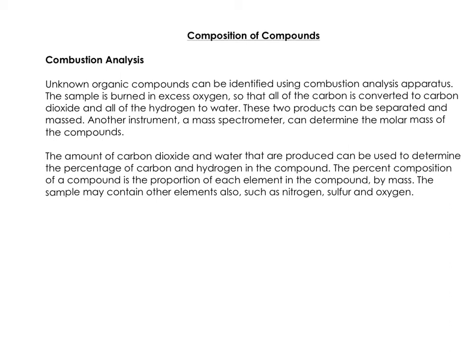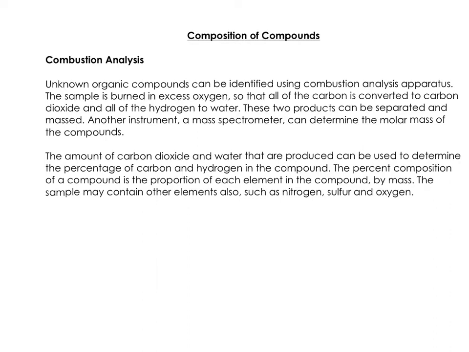This is a short lesson about percent composition of compounds. Combustion analysis. Unknown organic compounds can be identified using combustion analysis apparatus. The sample is burned in excess oxygen so that all the carbon is converted to carbon dioxide and all the hydrogen to water. These two products can be separated and then massed.